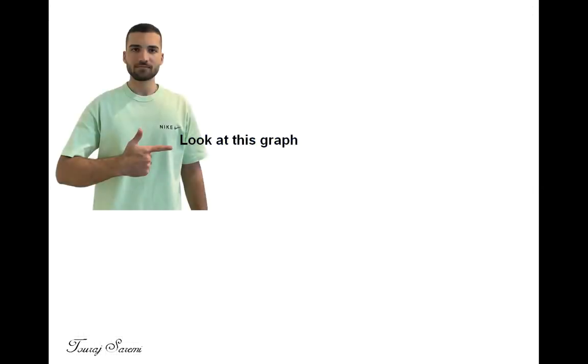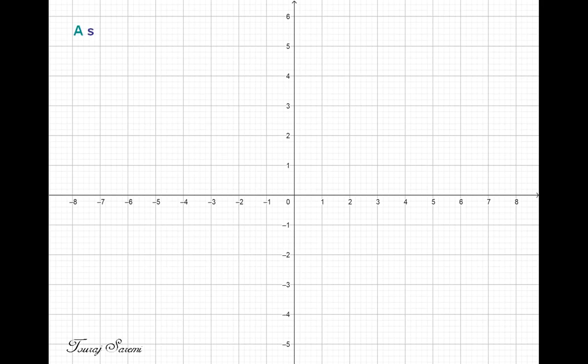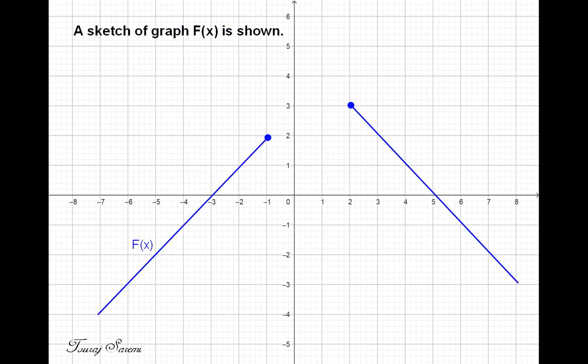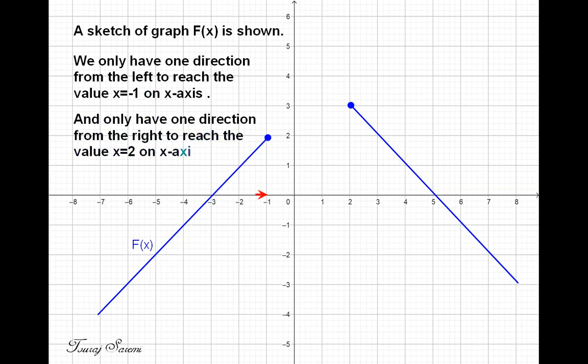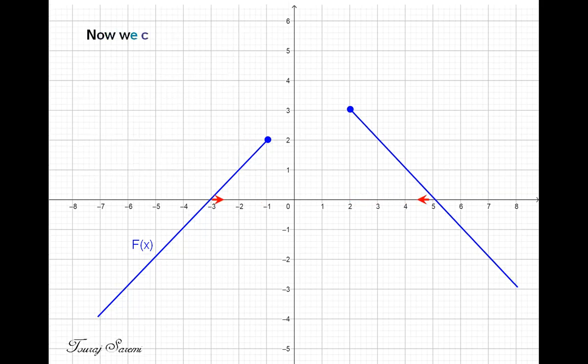Look at this graph. A sketch of graph f of x is shown. We only have one direction, from the left, to reach the value x equals -1 on the x-axis, and only one direction, from the right, to reach the value x equals 2 on the x-axis. Now we can easily find the y value of both.